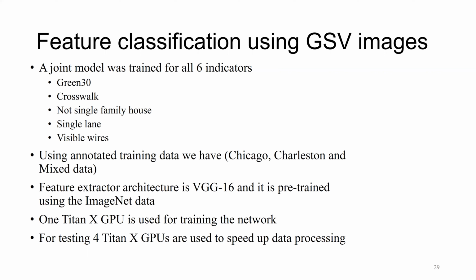So it wasn't cheap, but we were lucky to get cloud credits to do that exploratory work. In the next series of work, we used an in-house team of computer engineers to create 6 neighborhood indicators. We have the original ones that we did in our pilot work: green, 30 crosswalk, not single family home. And we also added single lanes and visible wires.